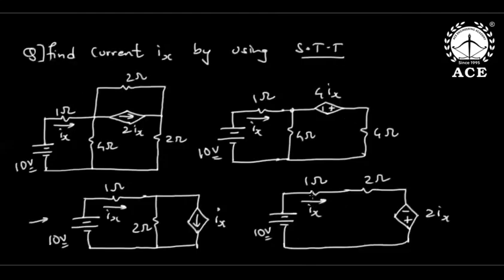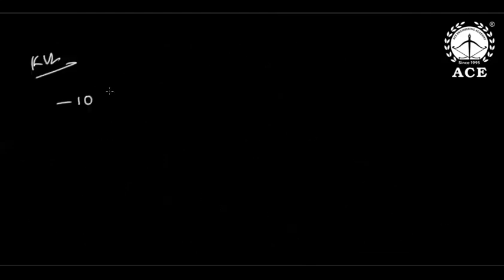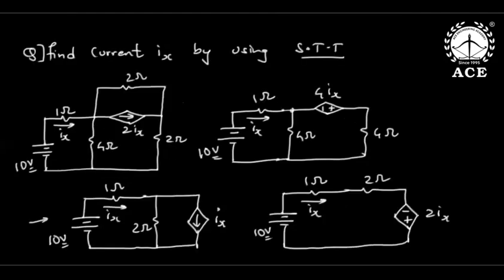Now I will happily write a KVL. Minus 10. This Ix is flowing through both 1 plus 2, 3. So 3Ix minus 2Ix equals 0. So Ix is 10 amperes. So we learned one point: the source transformation technique is also valid for dependent sources.